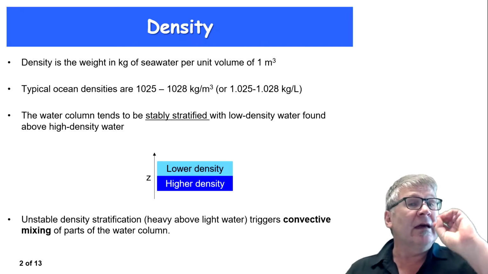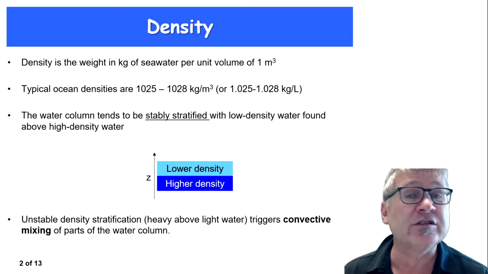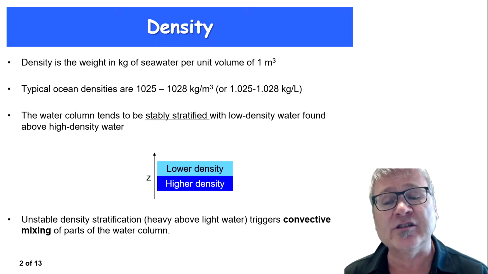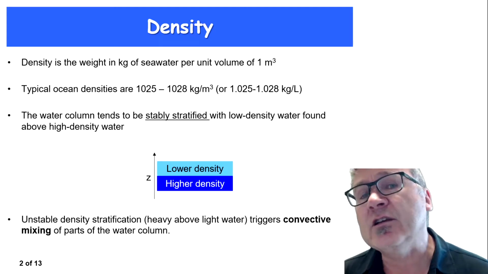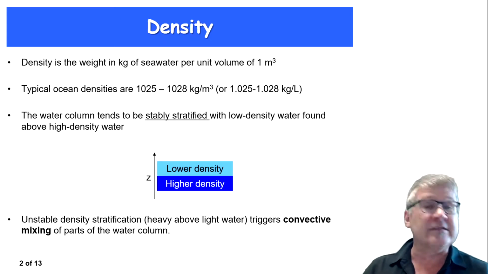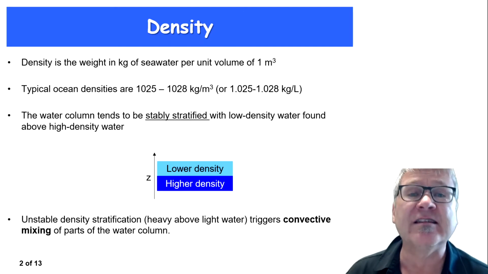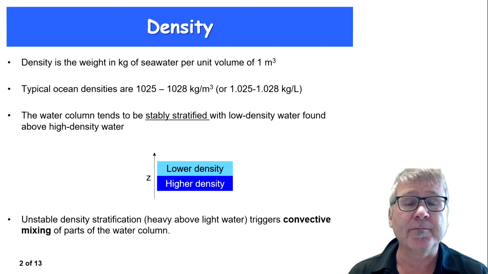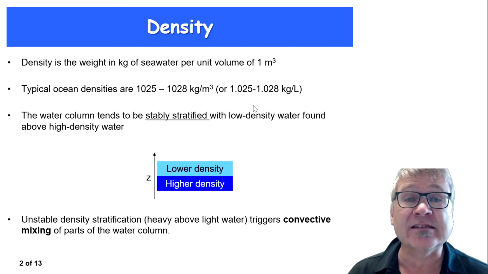So you can get unstable density stratification. You can have situations of unstable density stratification, which means heavy water above light water. This situation triggers convection. It's a mixing process that aims to remove unstable density stratification. But I'll talk more about that on the next slides.